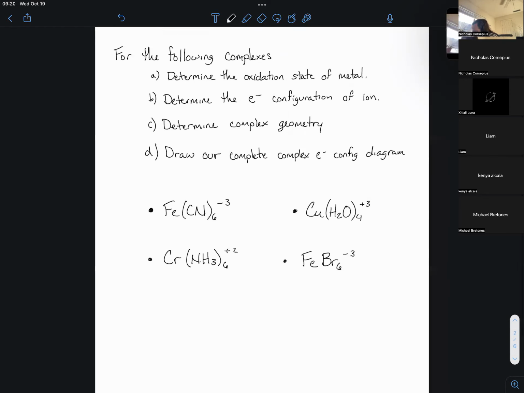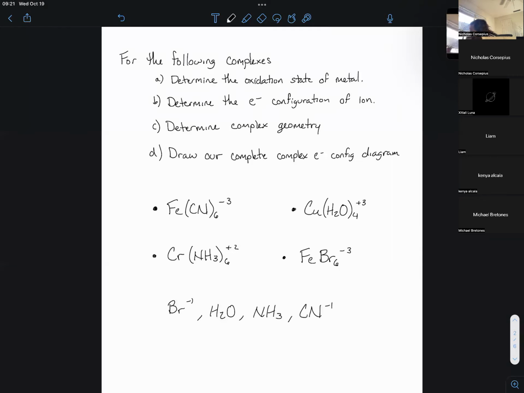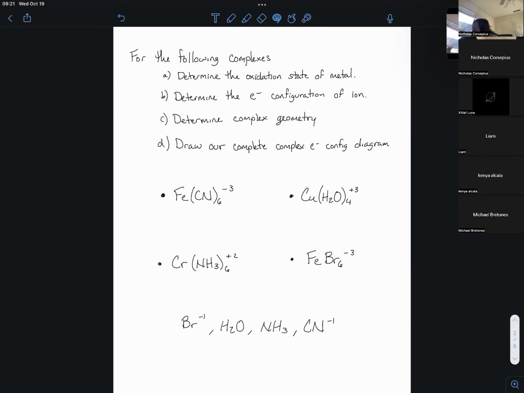All right, and we have this on our constants page, the page that I showed you with the list of ligands, but just to make life a little easier, I'm going to put it on this screen. The bromo group has a -1 charge, water's neutral, ammonia's neutral, and the cyano group has a -1 charge. So step one is to determine the oxidation state of each one of the metals in these complexes. Everybody take a minute for each one of these. Determine the oxidation state of the metal.